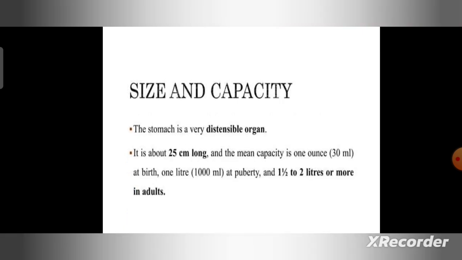Next is the size and the cavity. The stomach is a very distensible organ and it is about 25 centimeter long. The mean capacity is 1 ounce, that is 30 ml, at birth, 1 liter, 1000 ml, at puberty, and 1.5 to 2 liters or more in adults.